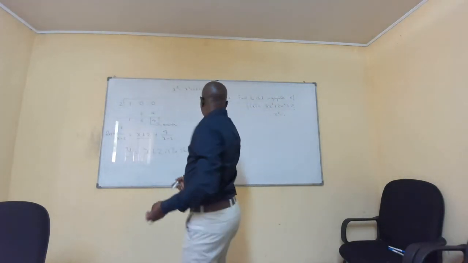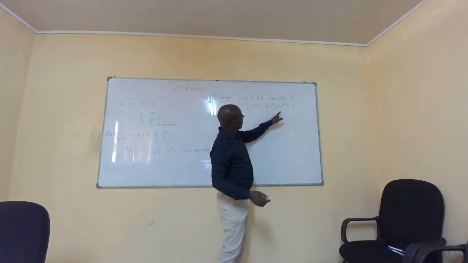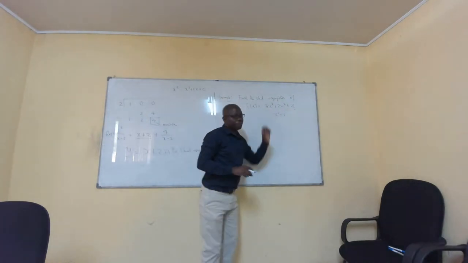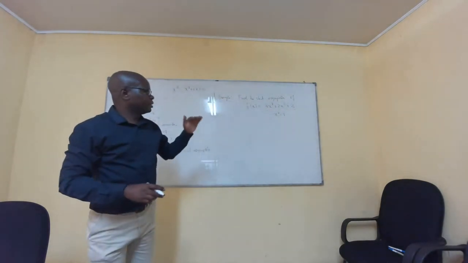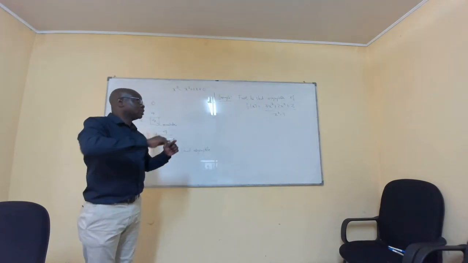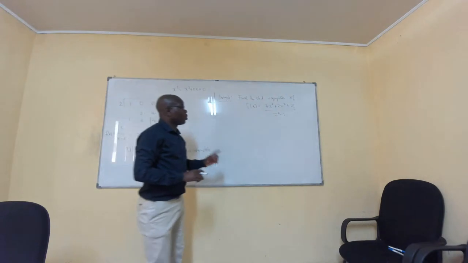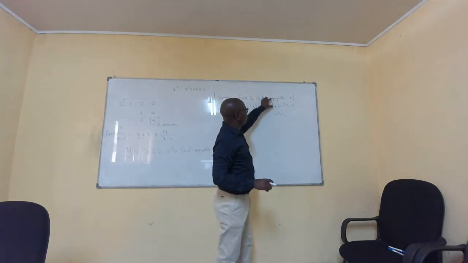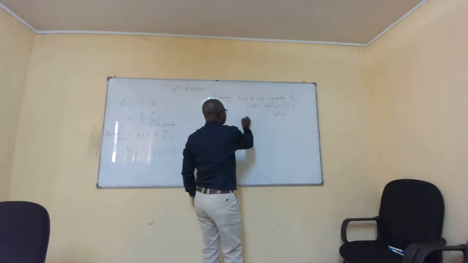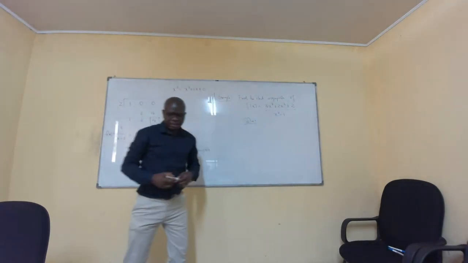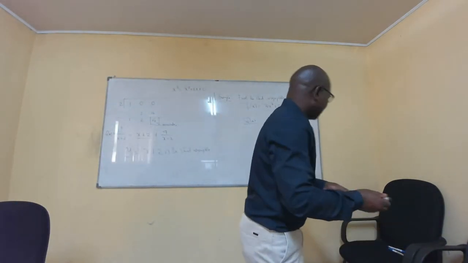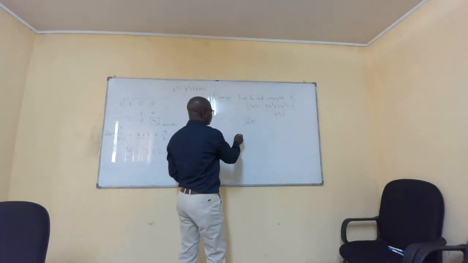So let's check. When you look at this, you see that the highest power there is 3. It's a third degree polynomial in the numerator, and the denominator is a second degree polynomial. The difference between the two degrees is 1, meaning that the degree of the numerator is 1 more than the degree of the denominator. So in this particular case, we can find the slant or oblique asymptote. Let's see how it happens through long division.